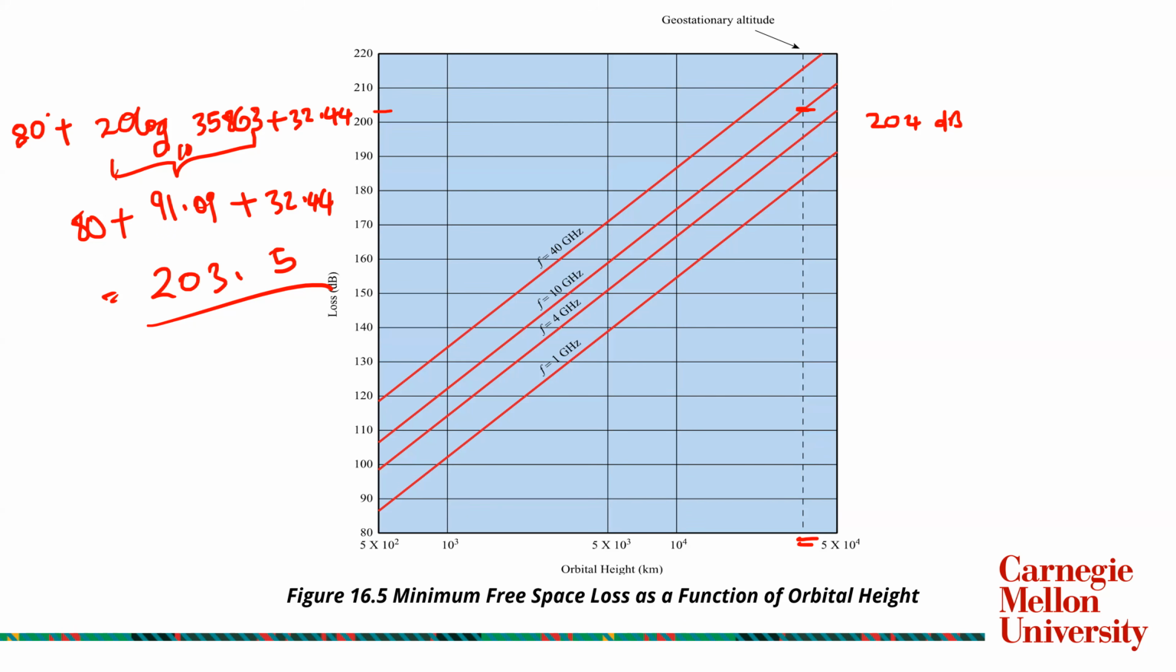signal loss is increasing. The reason is that, in general terms, loss increases with frequency, because as the frequency increases, the wavelength becomes small. And when the wavelength becomes small, there are certain parameters that we can talk about.